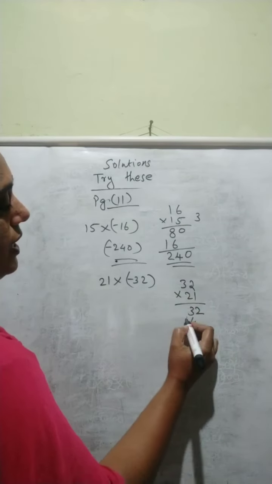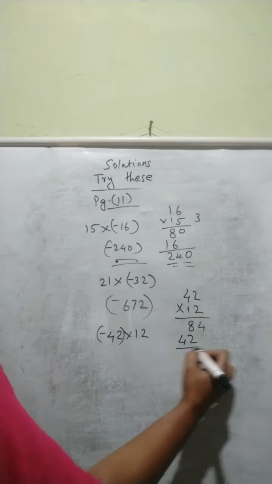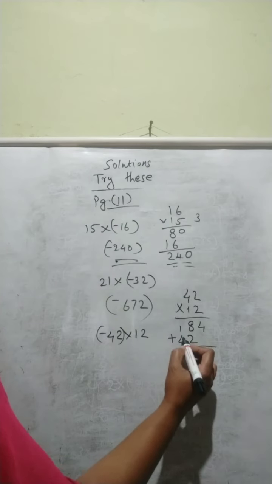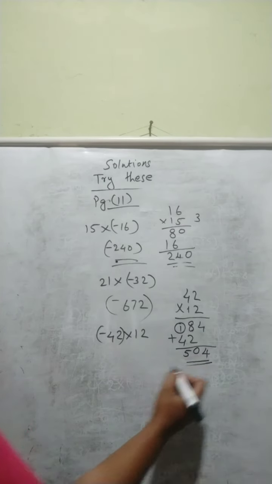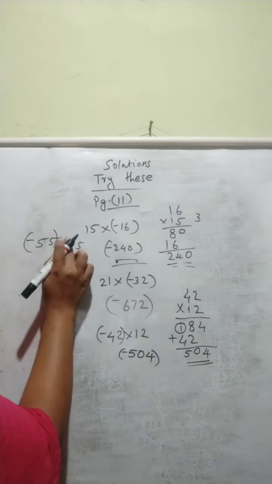Then the next question is negative 42 multiplied by 12. So we can multiply 42 by 12. Then 2 2s are 4, 2 4s are 8, 1 2 is 2, then 1 4 is 4. Then we can add: 2, 4 will be there, 8 plus 2 is 10, 1 will be there, 1 plus 4 is 5. 504. But the sign will be negative. Okay, then the next question, 55 multiplied by negative 55 multiplied by positive 15.